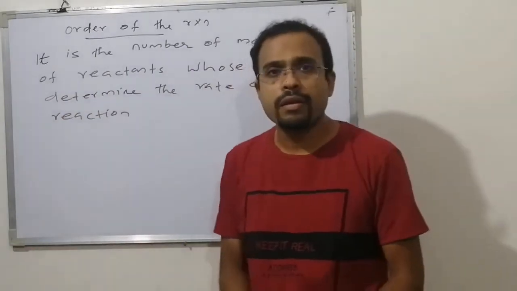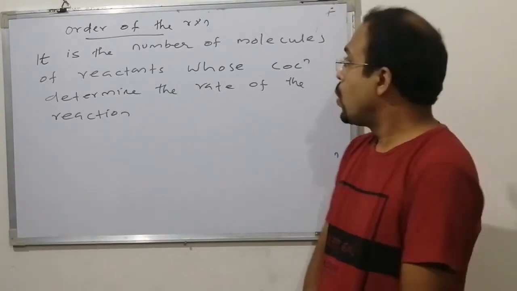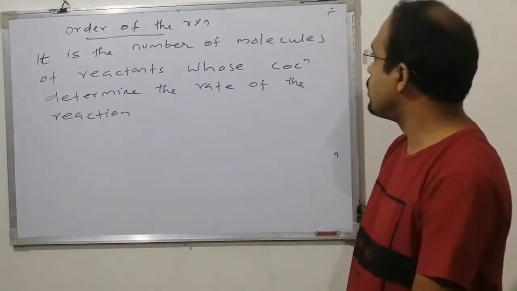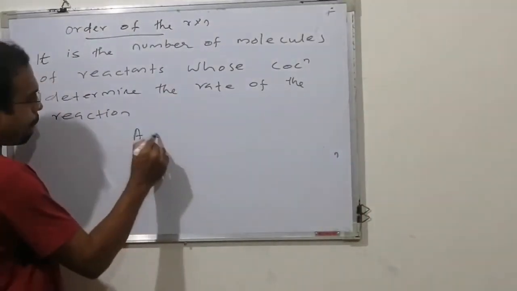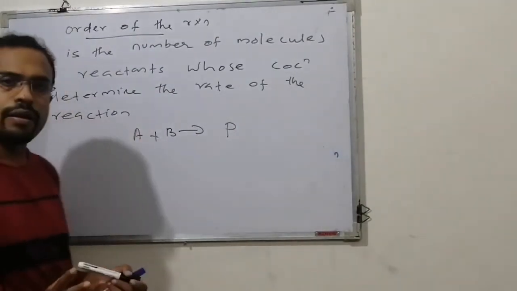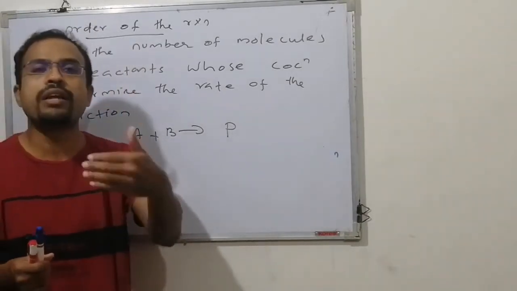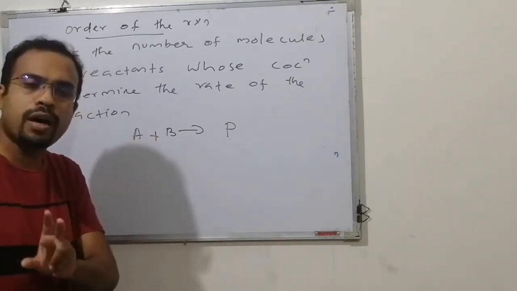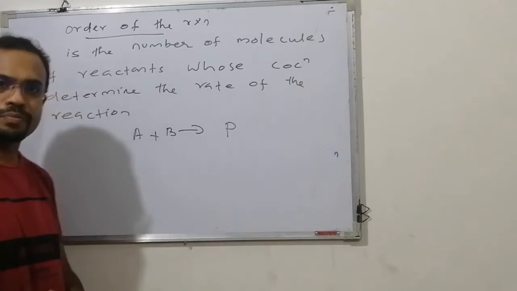Listen. It is a number of molecules of the reactants. Which reactants? Whose concentration determine rate of the reaction. Therefore, if you take a reaction A plus B gives product, what is the order of A? Order of A tells you the number of molecules of A which determine the rate of the reaction. If the presence of A does not determine the rate of the reaction, you can say its order is 0.